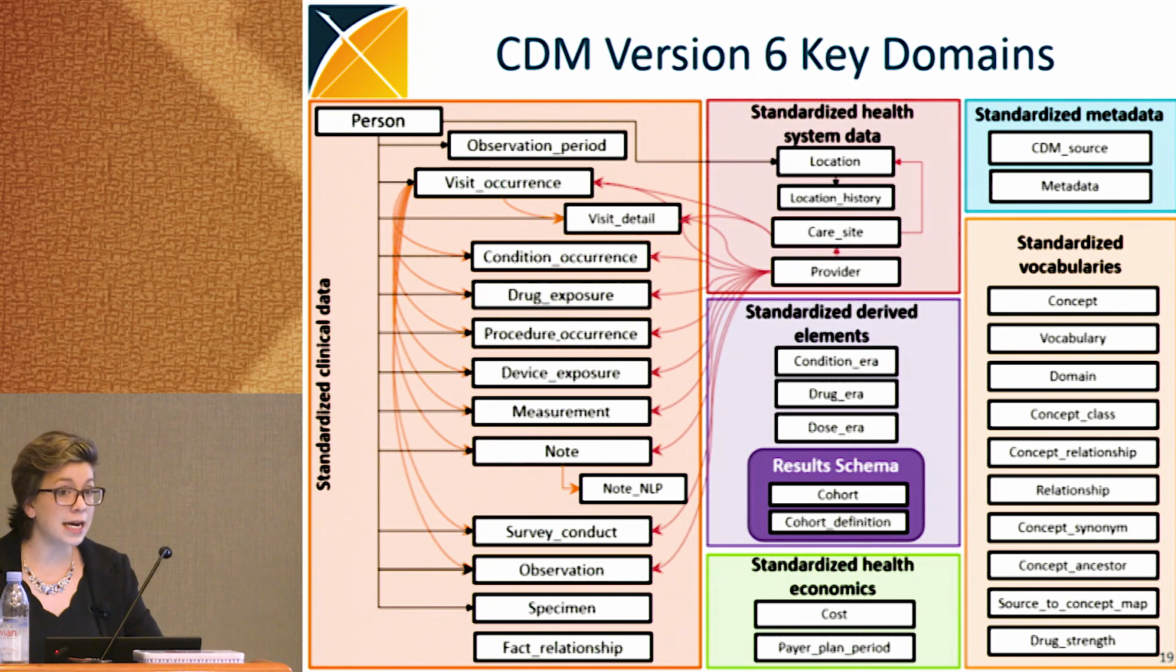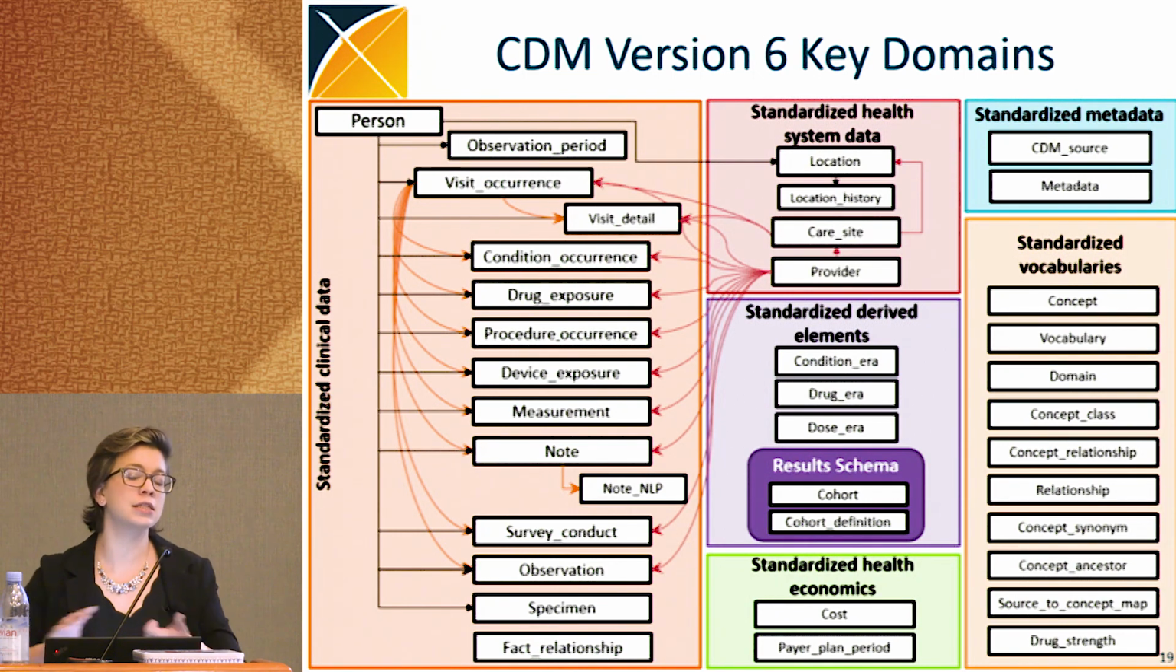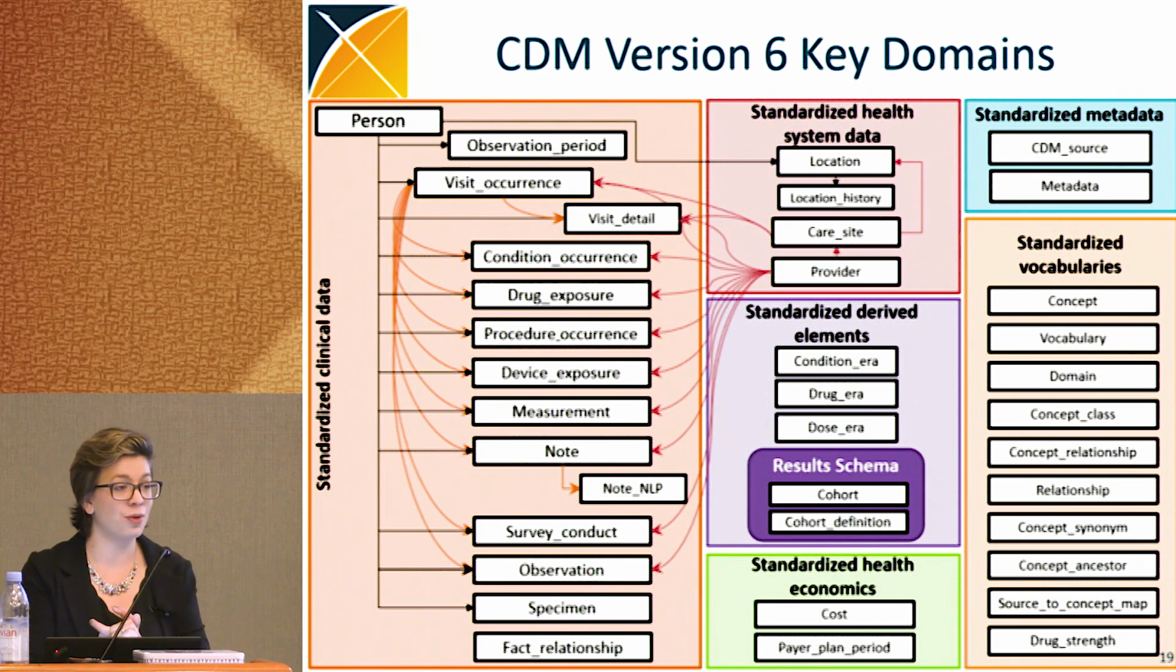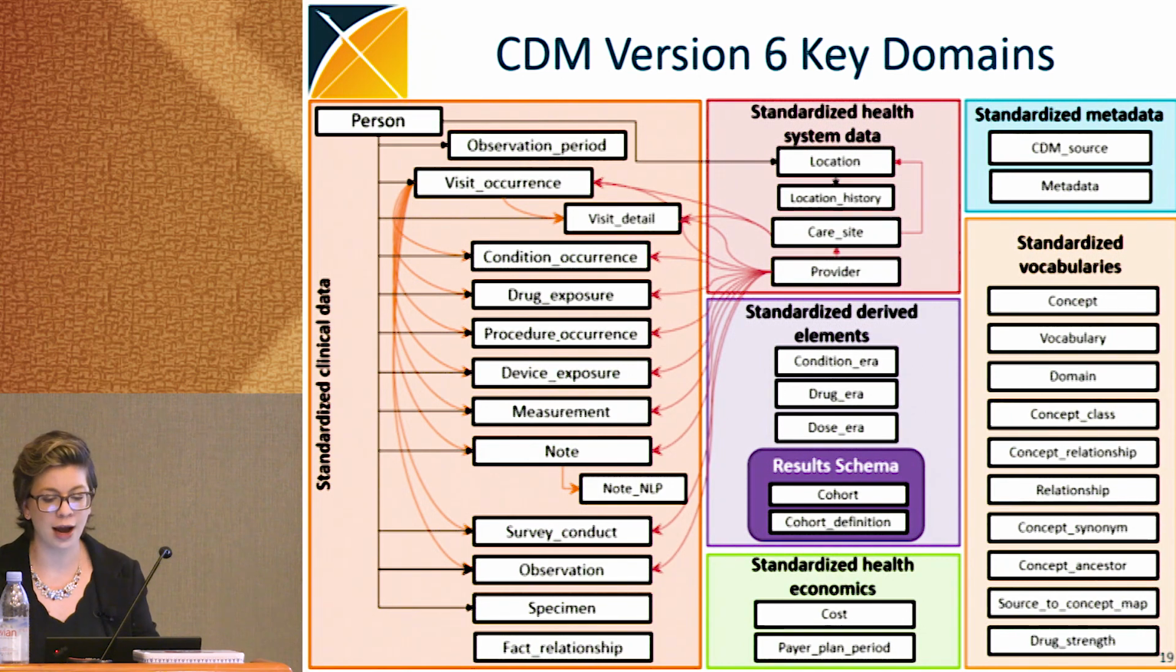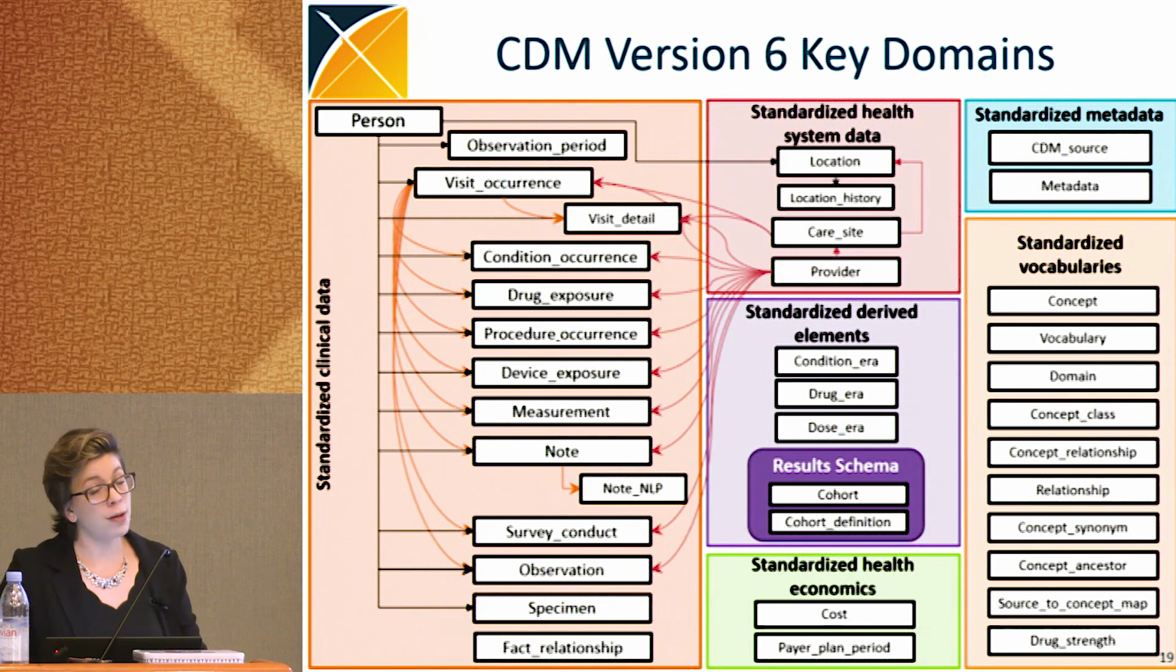We also store metadata about our CDM. So the CDM source table is really important. This is going to contain information about what's the name of the database, what vocabulary did you run it on? What version is the CDM working on? When was the CDM run? Just high-level information so you can keep track of what's going on. There's also a metadata table. So as you learn things about your data source, you can store them in the metadata table.